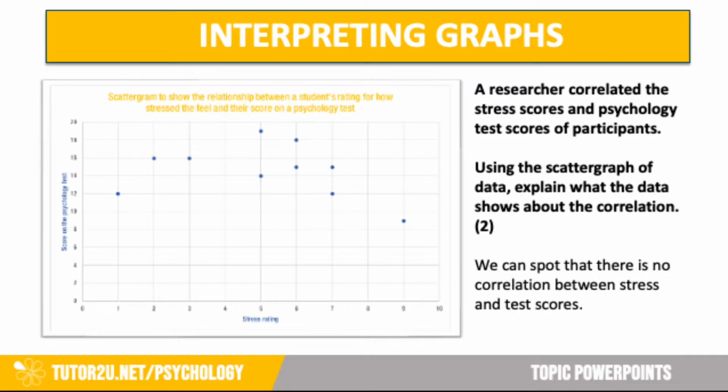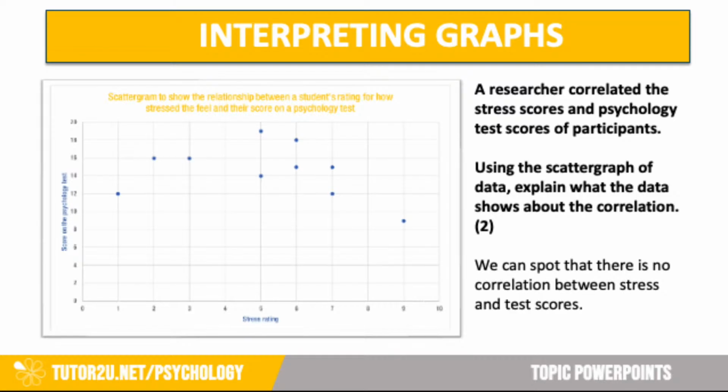So I'm not going to get you to answer this one. We've got the answer there on the screen, but I'm just going to show you how I've interpreted the data to arrive at that answer. So to answer this question, first thing you would do is look at the plotted points. Then you would interpret them. Have I got a linear relationship that you'd expect if you had a positive or a negative correlation?